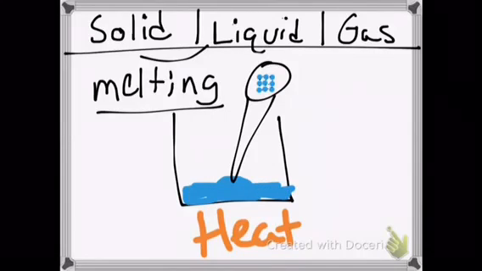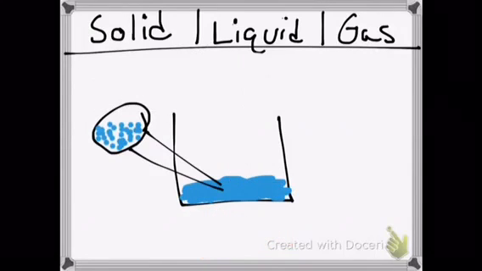With the given heat, the water particles in that solid, the ice cube, get some energy from the heat so they can move around and spread apart when it turns into a liquid, like so. So far we have a solid changed to a liquid.